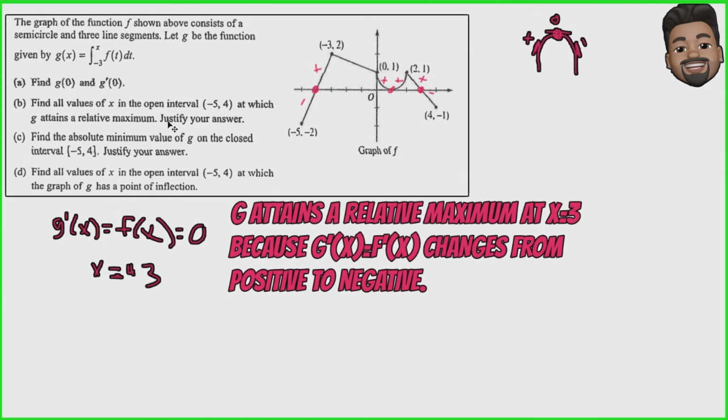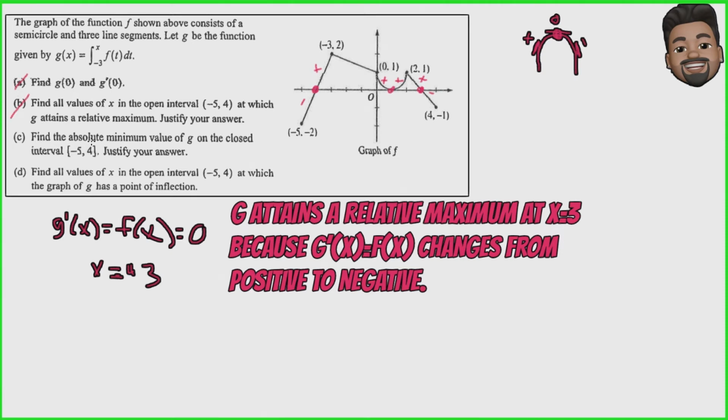G attains a relative maximum at x equals 3, because g prime of x equals f of x, changes sign from positive to negative, and that'll be my justification for B.